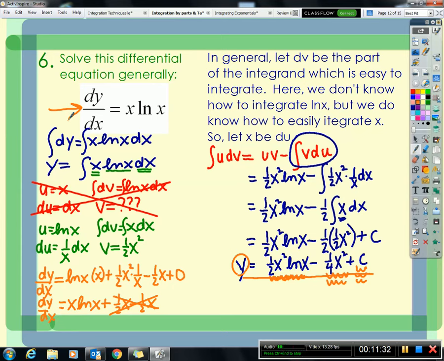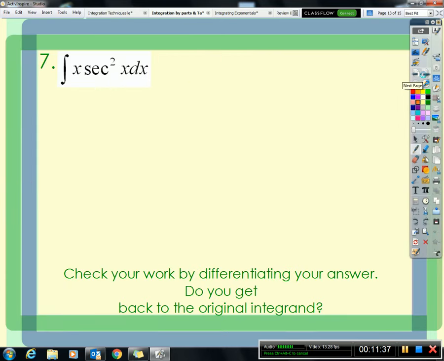Let's do one more. Now, this problem was actually, if I'm remembering correctly, one of the problems on the tabular side, and you may have avoided doing it. Let's suppose that you don't realize it can be done with tabular, so let's do it with integration by parts. So I'm going to start out again and say, let's let u equal x. Therefore, dv needs to be the rest of it. So secant squared x dx.